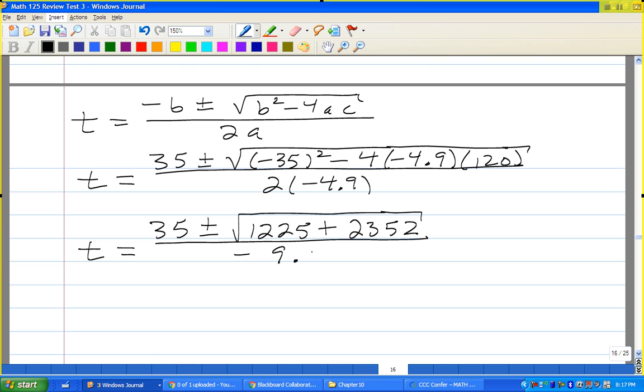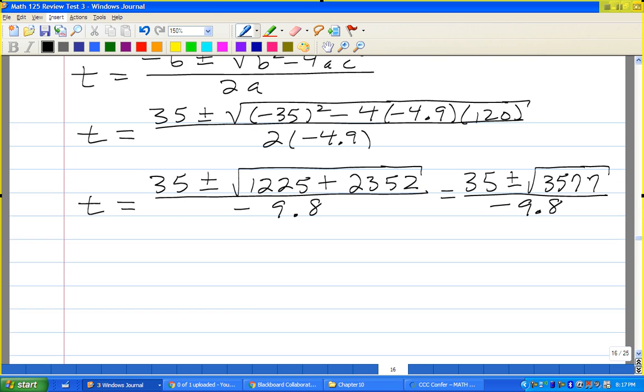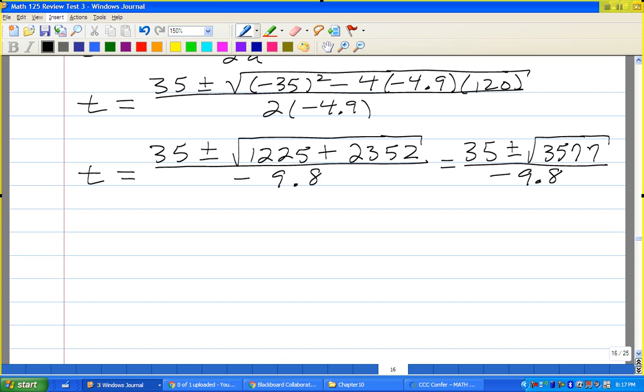negative 9.8. And so I get t is equal to 35 plus or minus the square root of 1225 plus 2352 is 3577, all over a negative 9.8. Okay. And so 35 squared was only 1225.